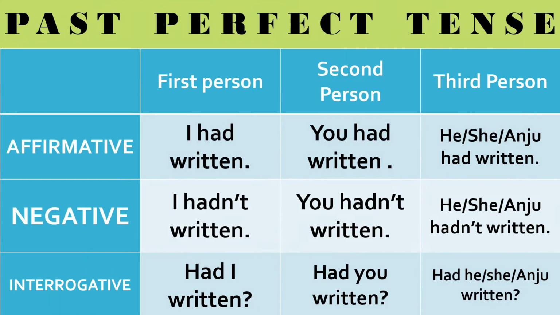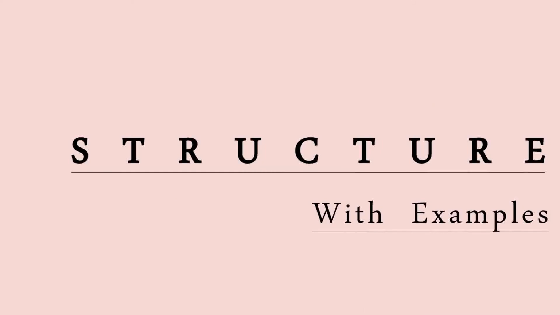See the chart. In the chart, you will be getting that had, the helping verb, has been used with all types of sentences, with all types of first, second or third person. And your main verb is always used in third form, root verb. So let's understand through structure.